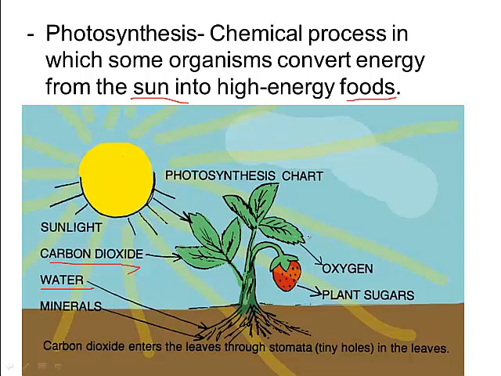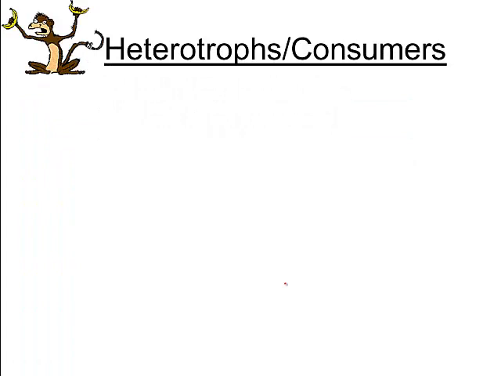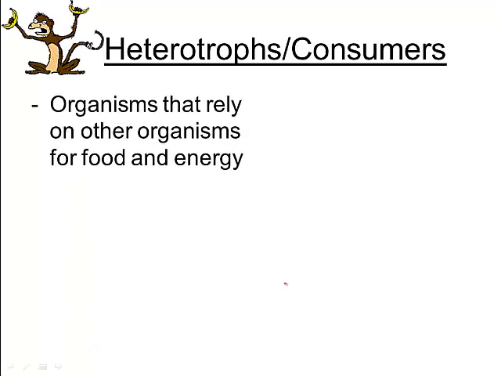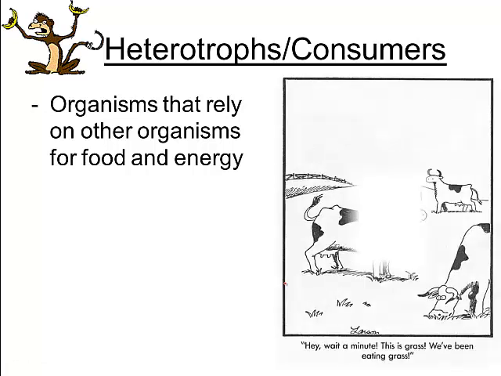This entire process is incredibly important because the energy from the sun is being stored now in this strawberry in this picture, and that strawberry is now what can get eaten by animals so that they can get their energy. Now those animals and bacteria and mushrooms and stuff that need to consume food are called consumers. So these are organisms that are going to rely on other organisms for their food and energy. So they have to eat other things in order to get their energy.